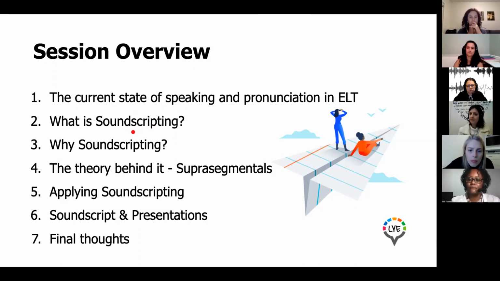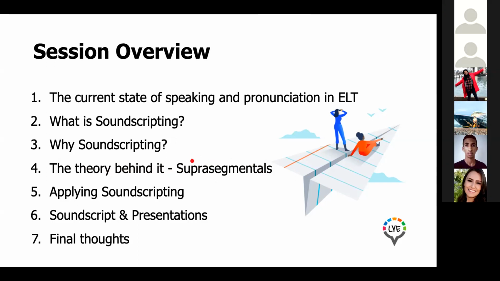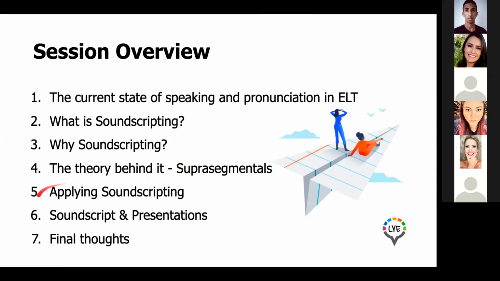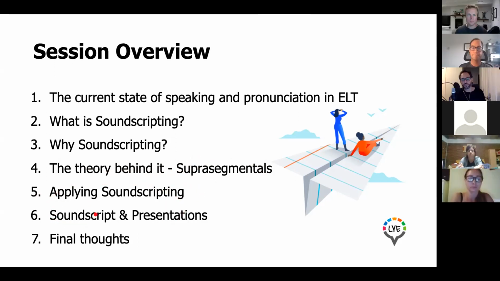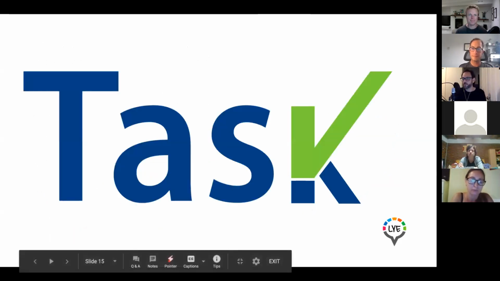So we're going to move on to talk a little bit about what Soundscripting is and why we should be using Soundscripting. We will spend a little bit of time dealing with the theory, a little bit of suprasegmentals. If you're not familiar with this, don't worry, we're going to be talking a little bit about this. And eventually, we're going to get to the last two parts, which are the application of Soundscripting, as well as looking at it from a business perspective. If you are a business teacher, if you teach academic English, or if you have private students who need to communicate more effectively. So to get the ball rolling, we're going to start with a task.